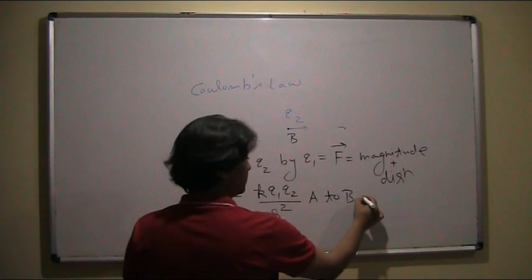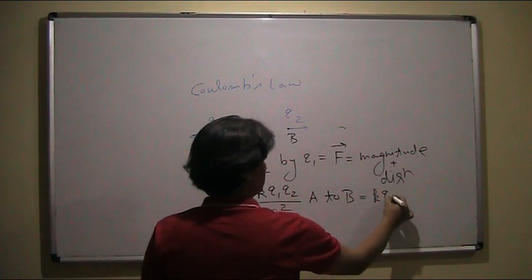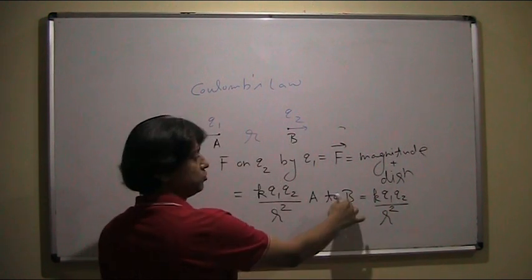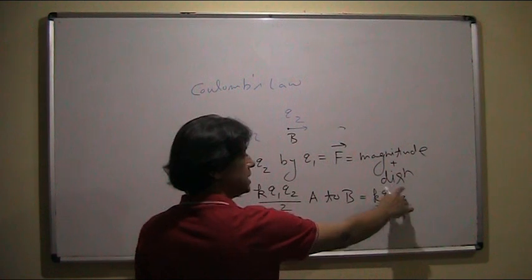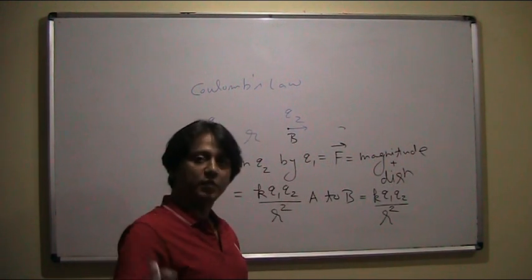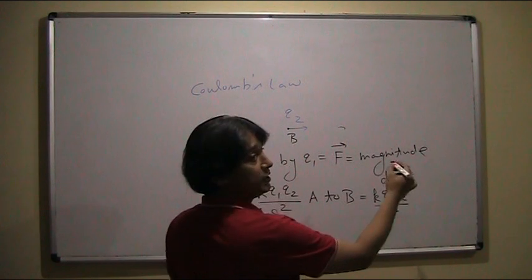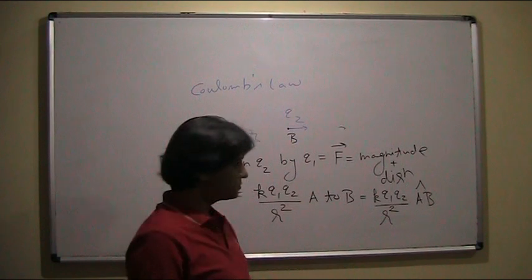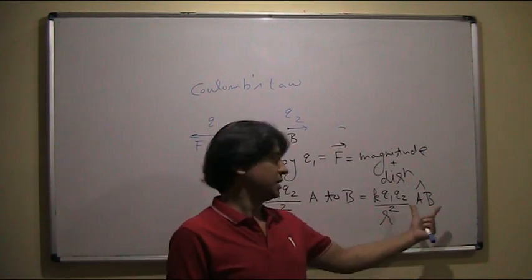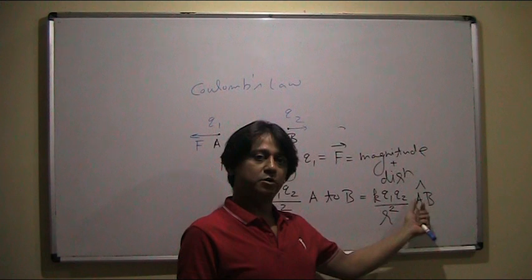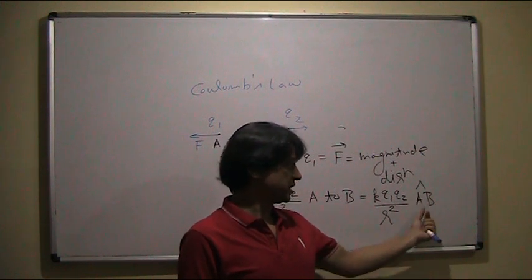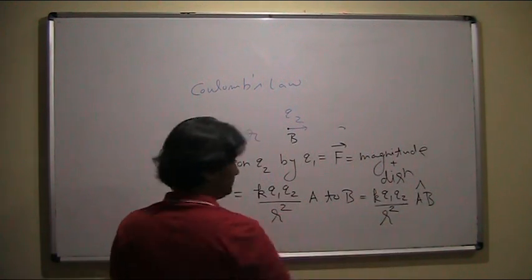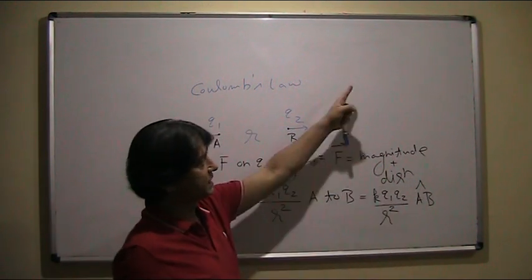What we write is K Q1 Q2 upon R square. This A to B or direction is given with the help of unit vectors. How do you write a unit vector? You will say AB cap. So this is the magnitude and this is the direction. A to B is nothing but AB cap. Now what is AB cap? We'll see it here.